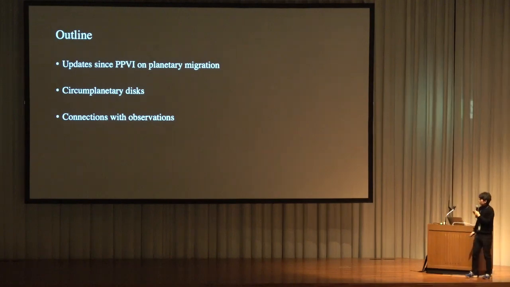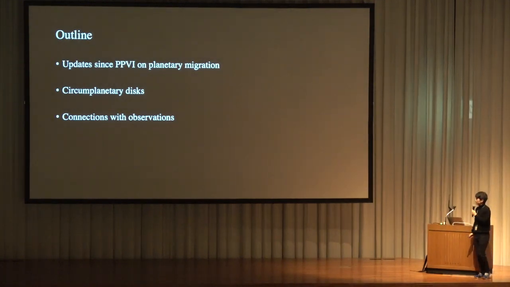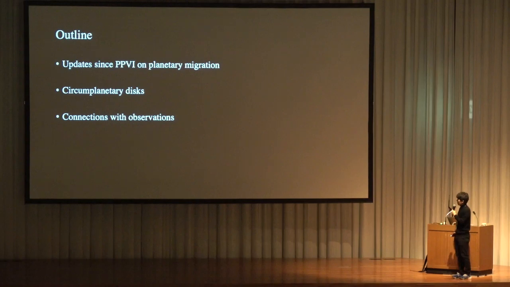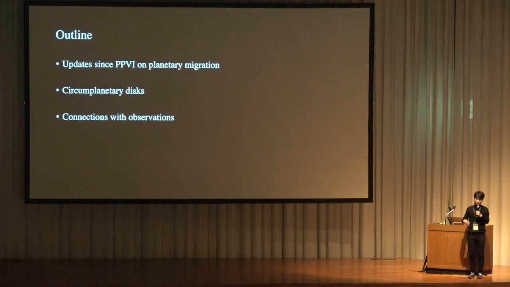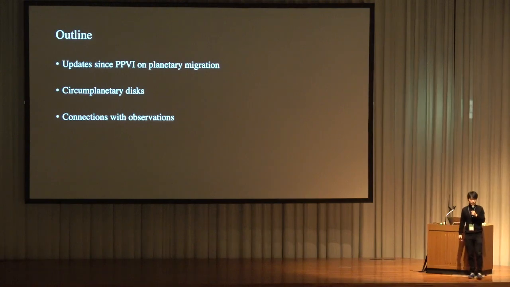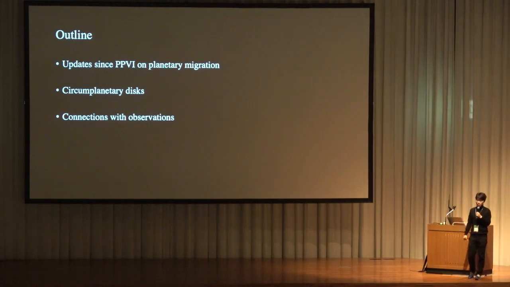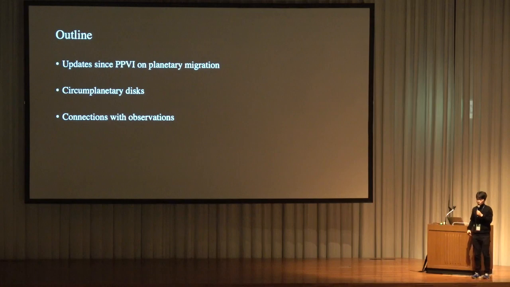So in this talk, Jeffrey and I will cover just three simple topics. Jeffrey will first provide an update since PP6 on planet migration. Jeffrey will also tell us our current understanding of circumplanetary disk formation from a theoretical point of view. And at the end, I will try to make connections with observations.